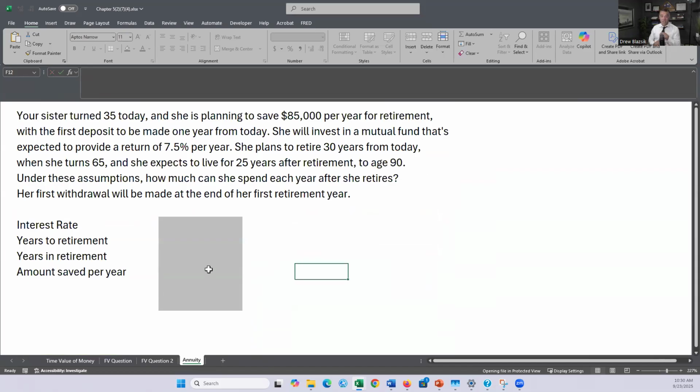Here's a hard question. I love this question though. Your sister turned 35 today and she's planning to save 85,000 per year for retirement, with the first deposit to be made 1 year from today. She will invest in a mutual fund that's expected to provide a return of 7.5% per year. Let's plug that in real quick.